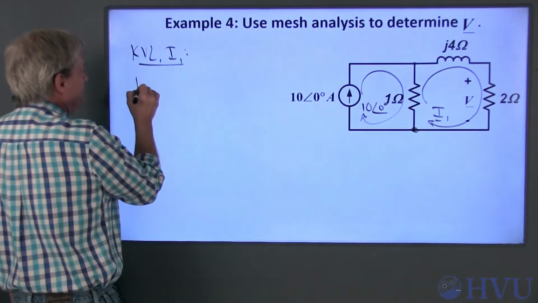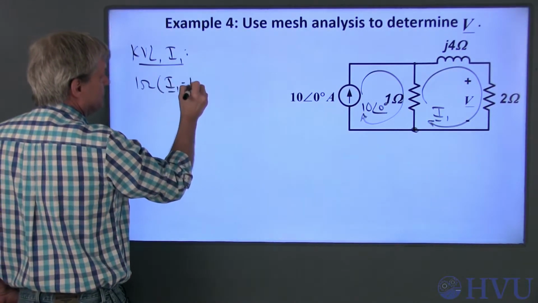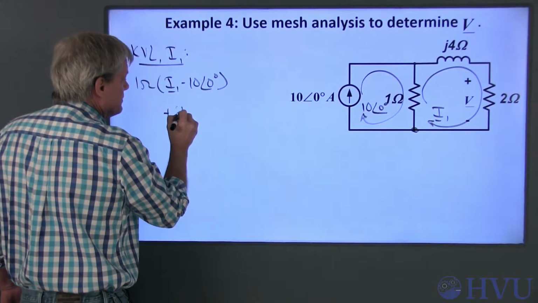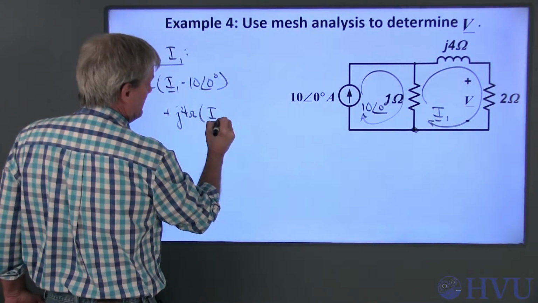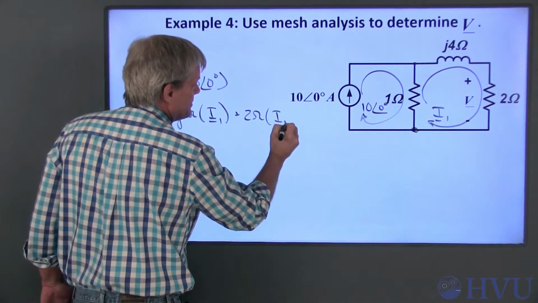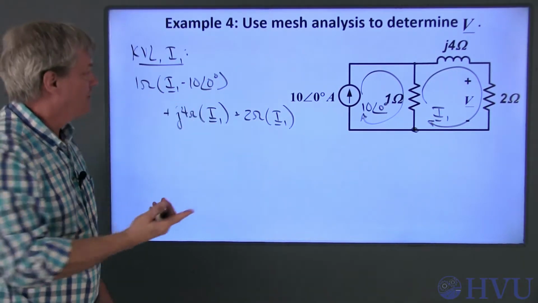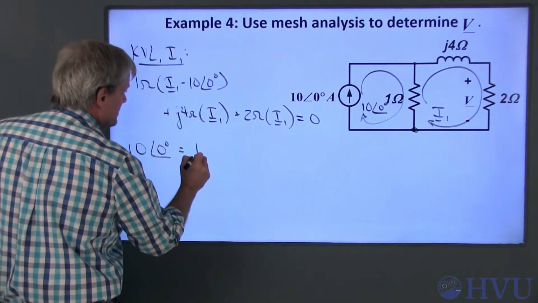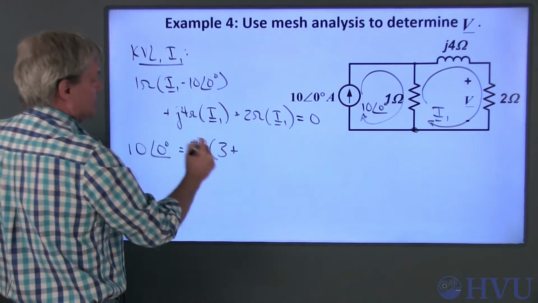Starting down here, I have 1 ohm times I1 minus 10 at an angle of 0 degrees plus J4 ohms times just I1, as it is the only mesh current going through that element, plus 2 ohms also times I1. Now if I group terms, 1 times 10 at an angle of 0 degrees is 10 at an angle of 0 degrees. I'll take that over to the other side. So 10 at an angle of 0 degrees is equal to I1 times 1 plus 2, which is 3 plus J4 ohms.